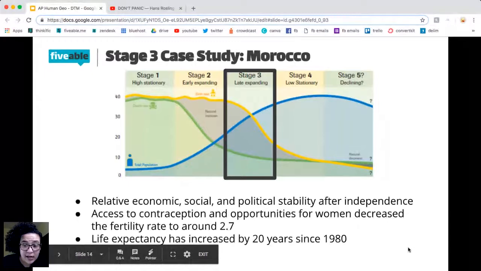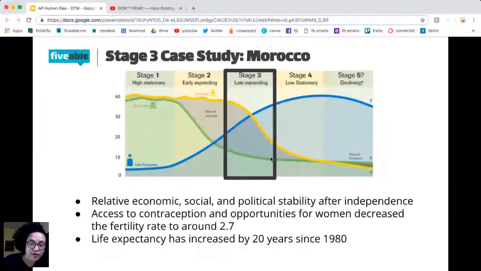Life expectancy has even increased. Just since 1980, life expectancy in Morocco has increased by 20 years. That's insane, just a crazy stat. So you can see that in stage 3, things are kind of leveling off. The biggest difference for stage 3 is education. The biggest difference for stage 2 is medicine.